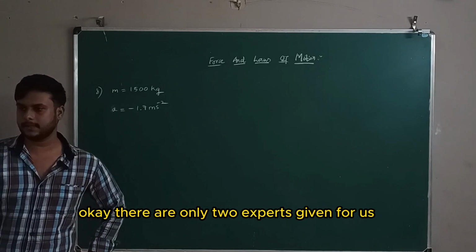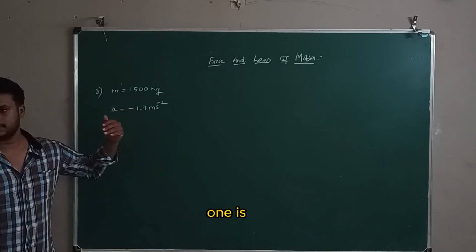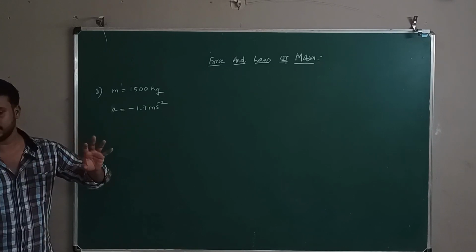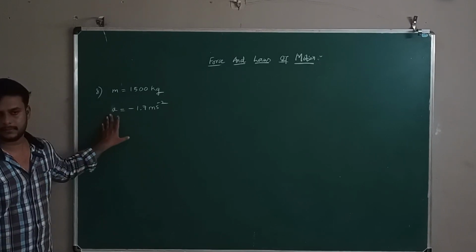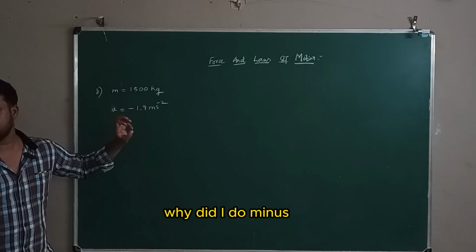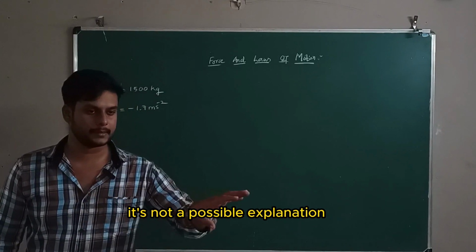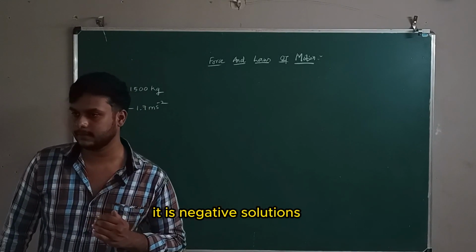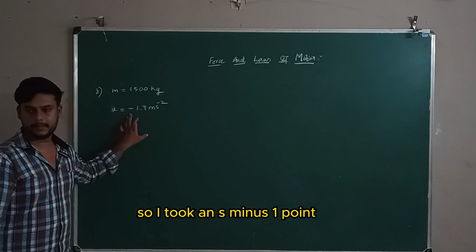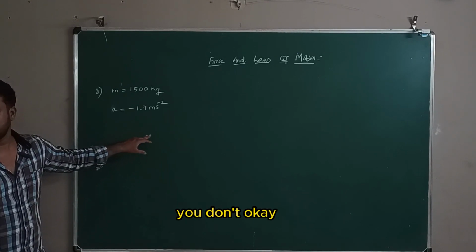Next question: the vehicle is to be stopped with a negative acceleration of 1.7. Okay, there are only two quantities given for us. One is mass. The mass of the vehicle is 1500 kg, directly given. And the acceleration? Why did I take minus? Because they are telling us negative acceleration. It's not a positive acceleration, so I took it as minus 1.7 meter per second square. Any doubts?